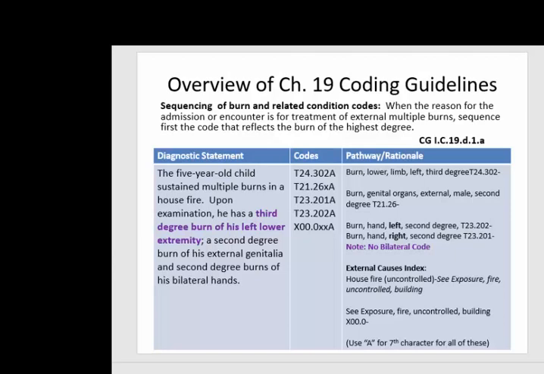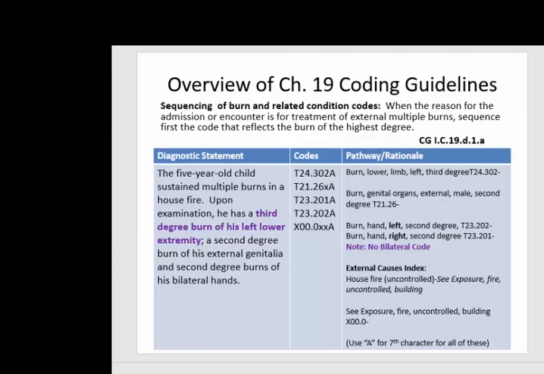The only difference in principal and first listed is where the encounter is taking place. If you're in a hospital, it's called a principal diagnosis. If you're in a physician's office or any other ambulatory setting, it is called first listed. They mean the same thing.